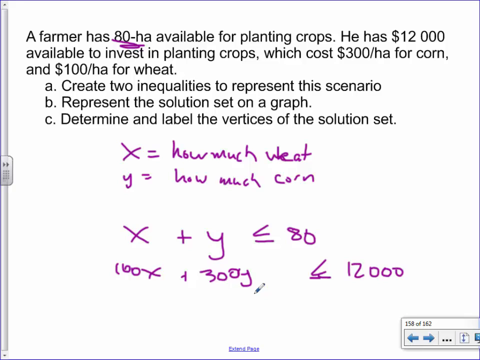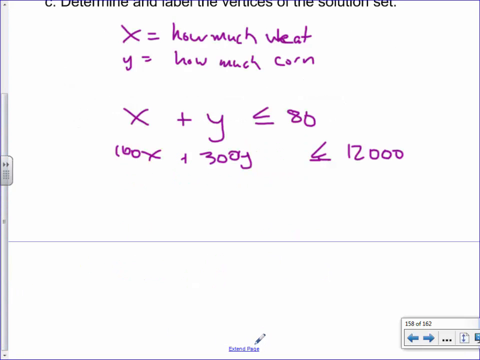Okay. So now I'm not just going to plot one equation on my graph. I'm going to plot two equations on my calculator. To do that, though, I need to rearrange them so that I can graph them. The first one's easy to rearrange. It's going to be y equals 80 minus x. That's what this one's going to turn into. Just subtract x to the other side. I'm going to call that y1.